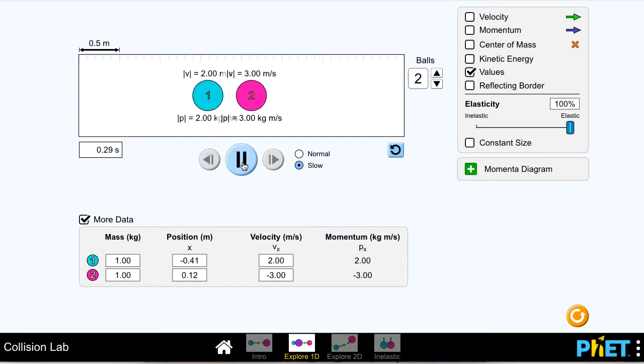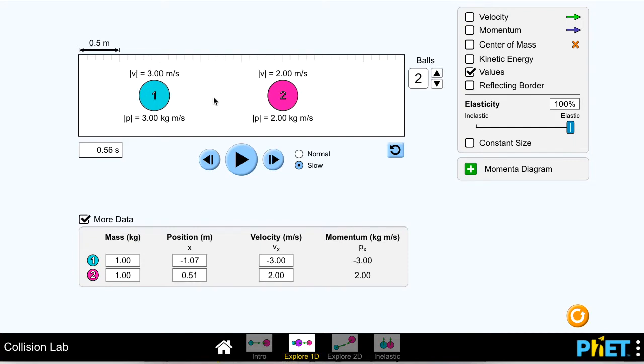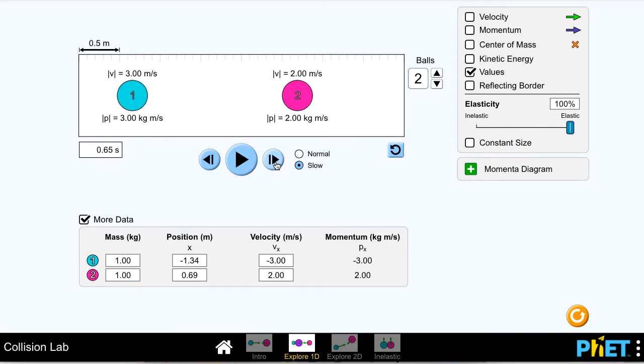Now, when they collide and move apart from each other, you can see that they've each taken on new speeds. In fact, their speeds have swapped. This one's now moving at 3 meters per second and this at 2 meters per second. But the speed of separation is again 5 meters per second. And that's going to happen in perfectly elastic head-on collisions.